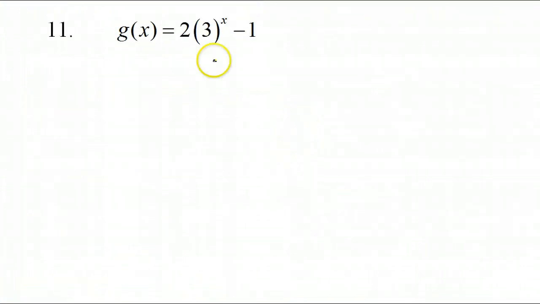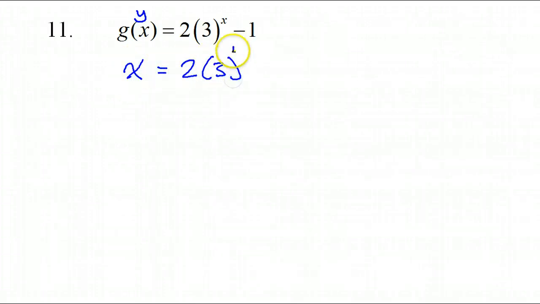Groovy. Now number 11, same thing. This is like a y. So we have to switch x and y and then solve for y. So if we switch x and y, then we get x equals 2 times 3 to the y power minus 1. So I have to get this y by itself. But first, I have to get this base and power part by itself. So which do you think I'm going to do first? Divide by 2 or add 1?